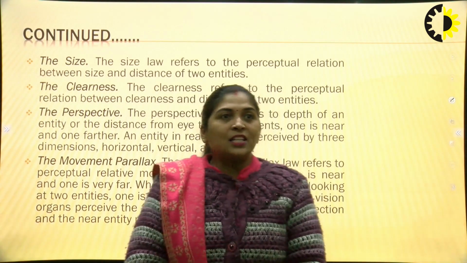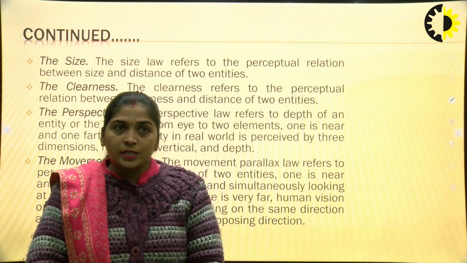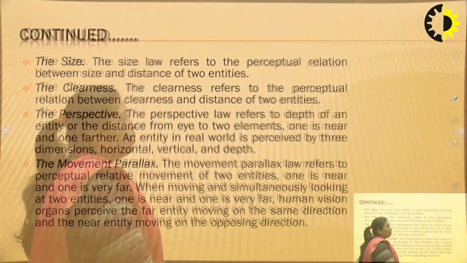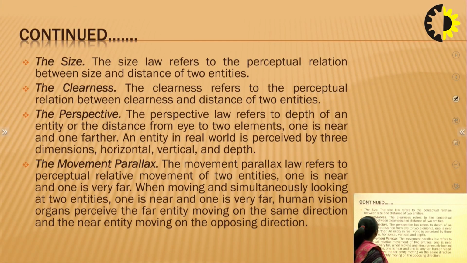Next is the size law. The size law refers to the perceptual relationship between the distance and size of two entities. The clearness law means the perceptual relationship between clearness and distance of two entities. The perspective law refers to the depth of an entity or distance from the eye to the two elements. One is near and one is farther. Now, next is the movement parallax. The movement parallax law refers to the perceptual relative movement of two entities. One is near and one is very far. When moving and simultaneously looking at two entities, one near and one far, human vision organs perceive the far entity moving in the same direction and the near entity moving in the opposite direction.